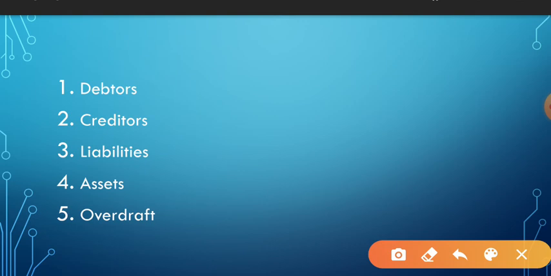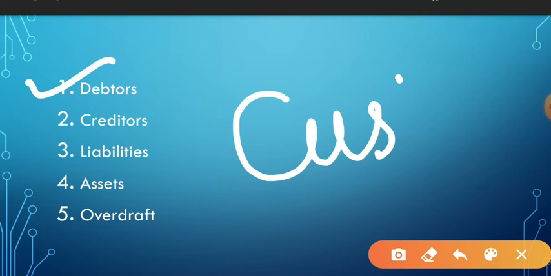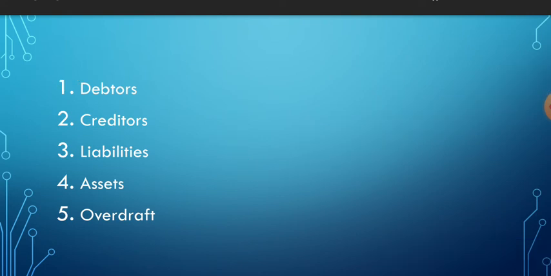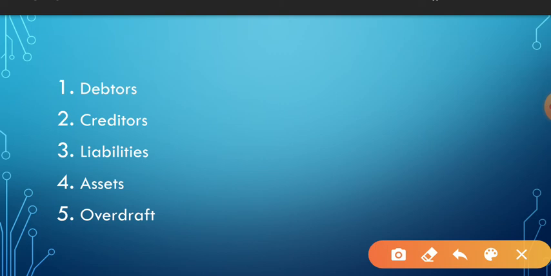So here the first word is debtor. Like I said, you already know these words. Debtors are basically customers. They are the ones from whom we have to receive money, because they have purchased products from us. And a debtor definitely arises when we do something on credit.